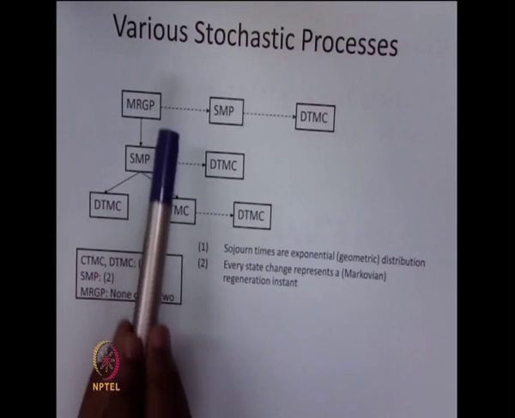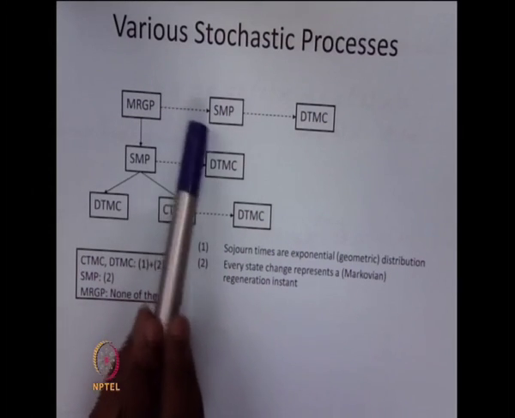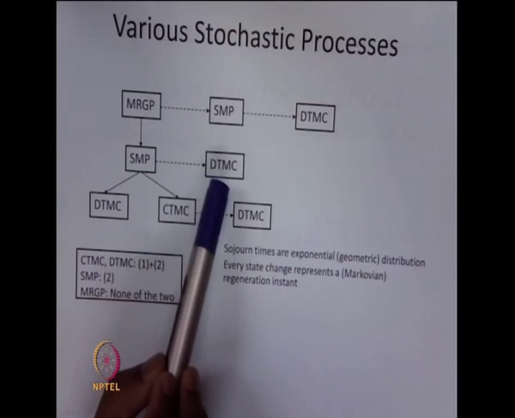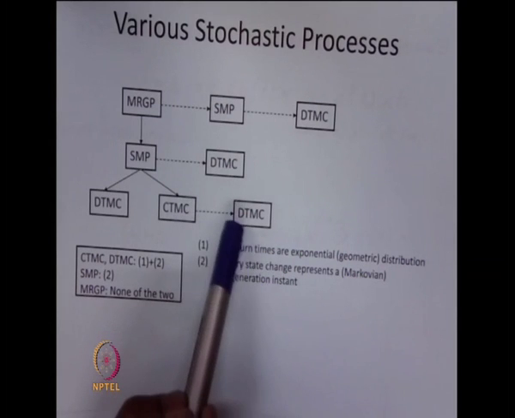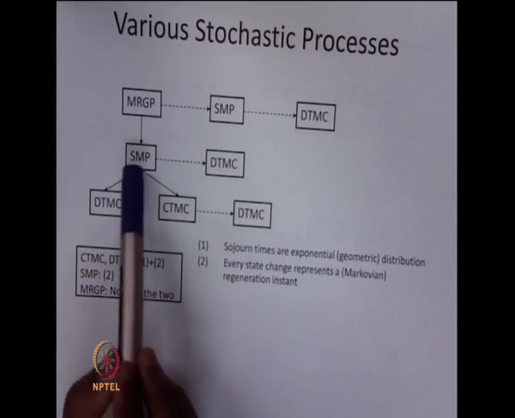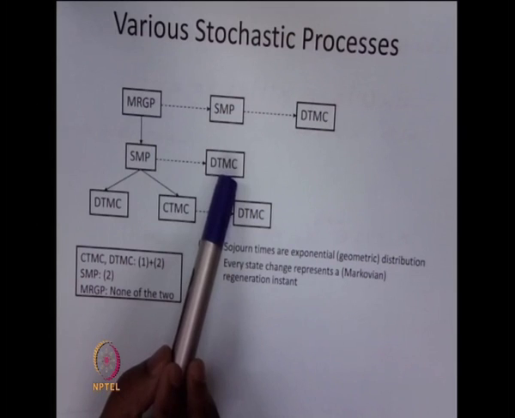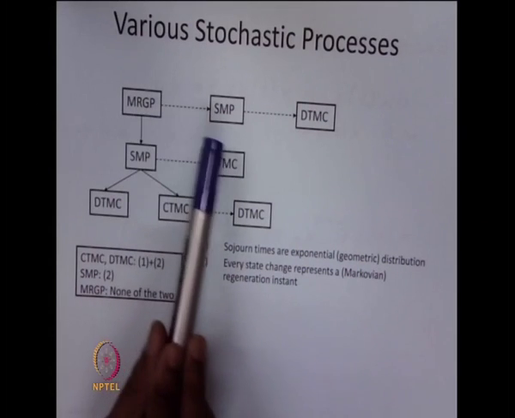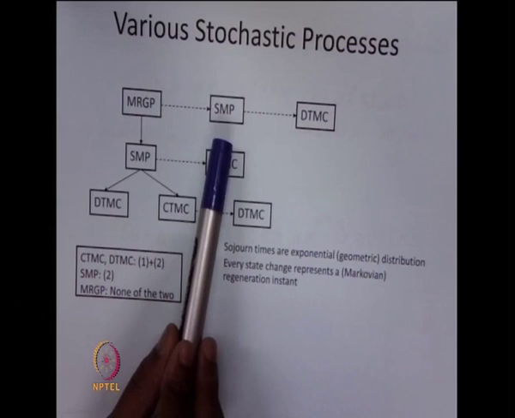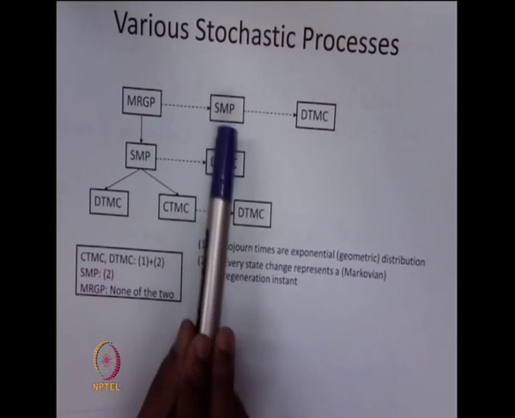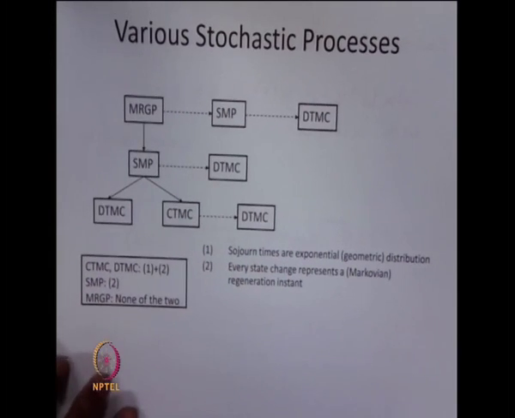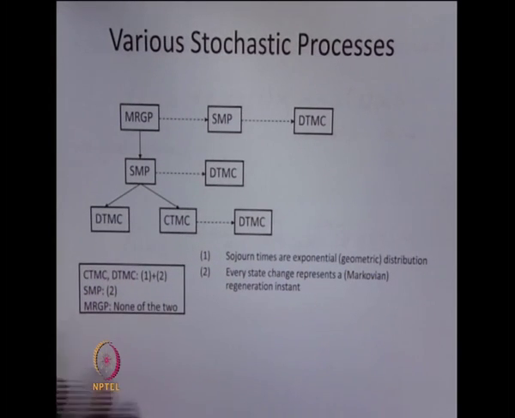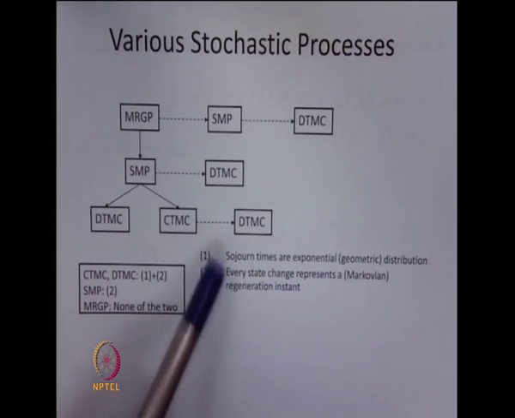Whereas these dotted arrows mean embedded stochastic process. So from the CTMC, you can have an embedded DTMC. From the SMP, you can have an embedded DTMC. From the MRGP, you can have an embedded SMP. And from the SMP, you can have an embedded DTMC. So this is a pictorial representation of various stochastic processes based on these two properties.